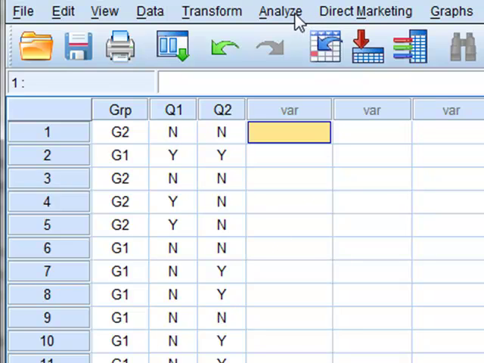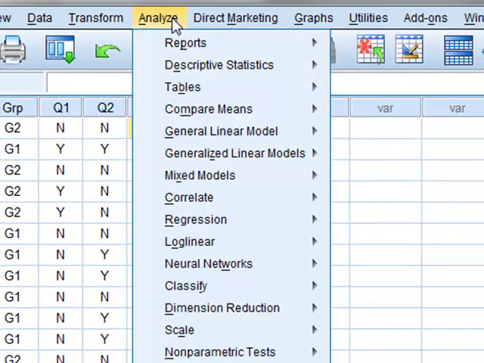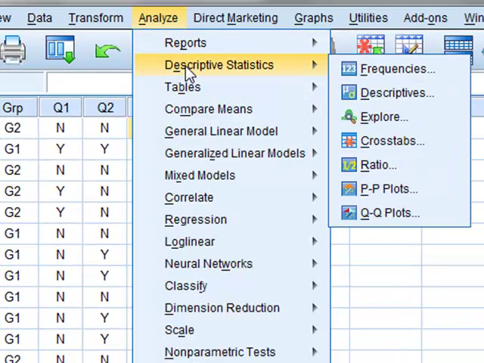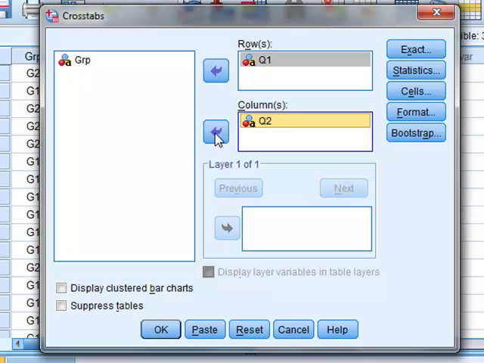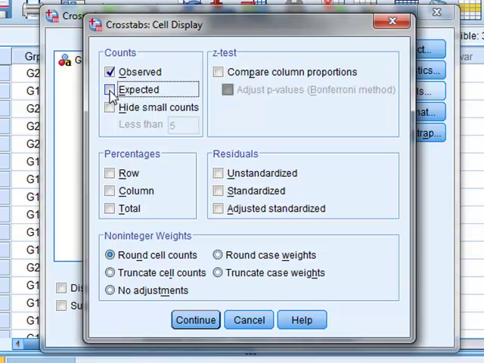And for this, we will derive the contingency table using descriptive statistics, cross-tabulations. We will choose to put question Q1 to identify the rows and question Q2 to define the columns. Under the output information for cells, we will also request the expected values.